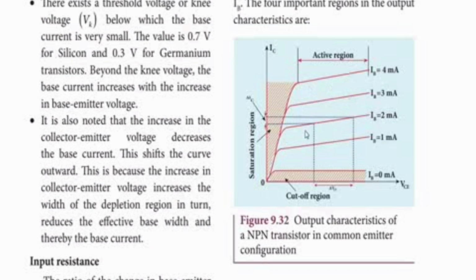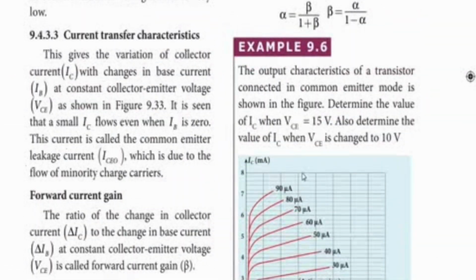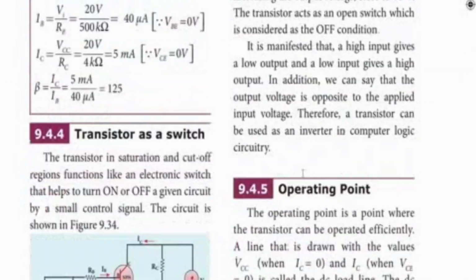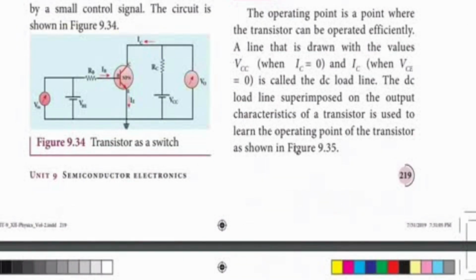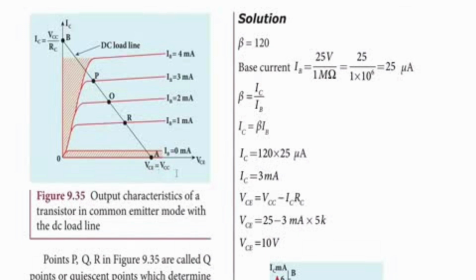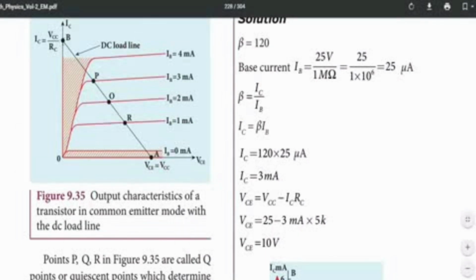Using the operating point, we can select the required amount of current and voltage. The operating point should be in the active region. Here we can select the operating point with IC equal to 0 or VC equal to 0. Suppose you put the line, you get VC equal to VCC, and VCC by RC. You put two dots here and you can draw a straight line, so you will get a line like this.